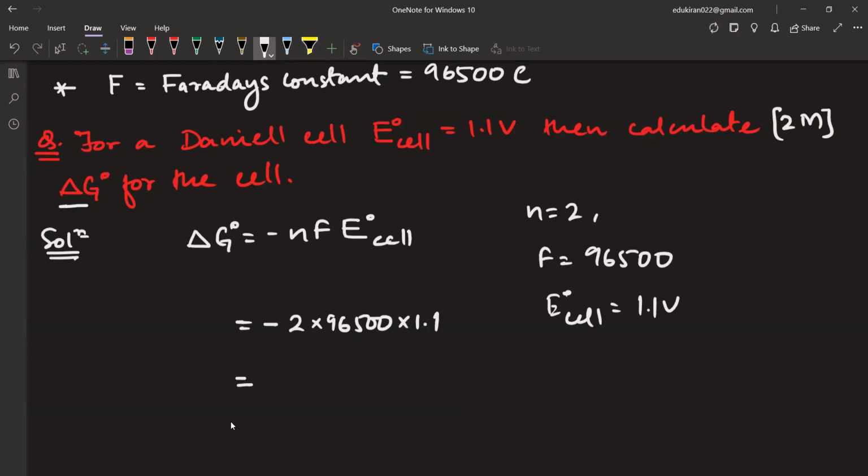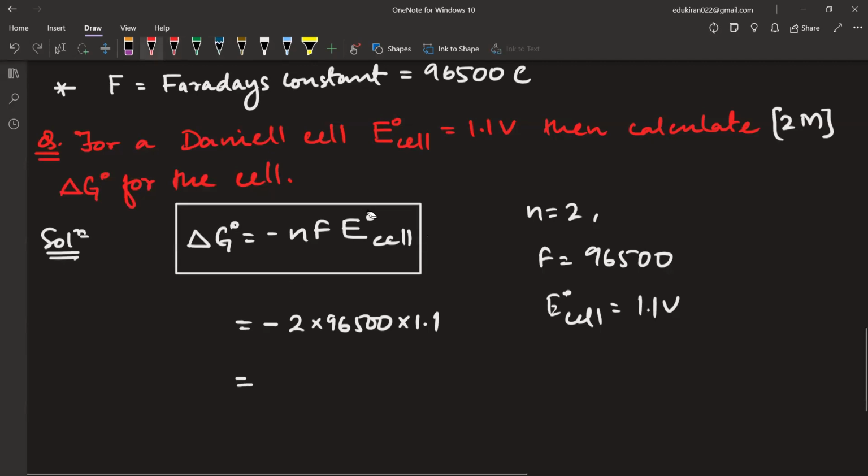Wherever you have more terminology, a very simple question will come there. Okay, please remember this. It has been asked 2 times in CBSE, once in 12 and once in 13, the same question. Okay, same question as it is. So please remember this formula. Don't panic and forget it. NF E naught cell. Calculate this. How much will the answer be?